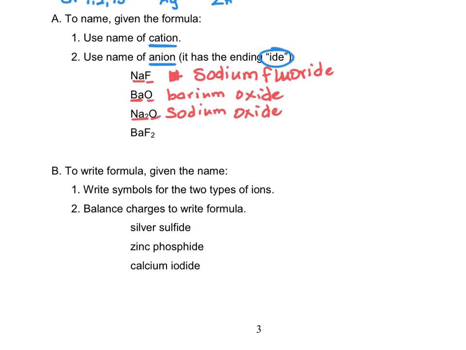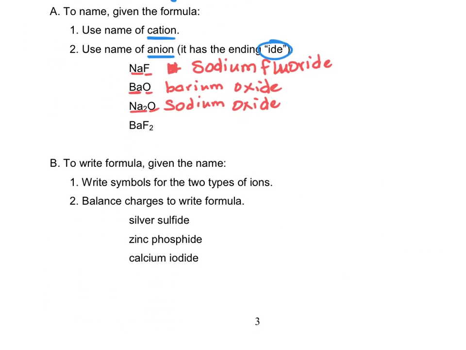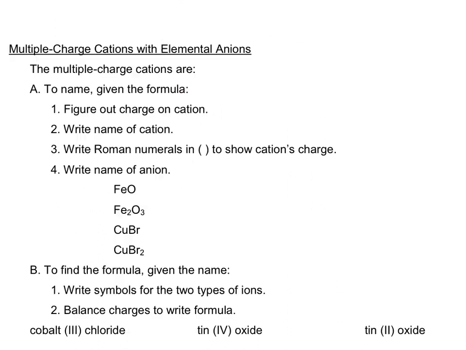Now, if I'm given the name and I need to get back to the formula, again, I write the symbols for the 2. So I have silver and it's a 1+. Sulfide and it's a 2-. Balance the charges to figure out my formula. So Ag2S. Zinc is a 2+. Phosphide is a 3-. So Zn3P2. Nothing special.